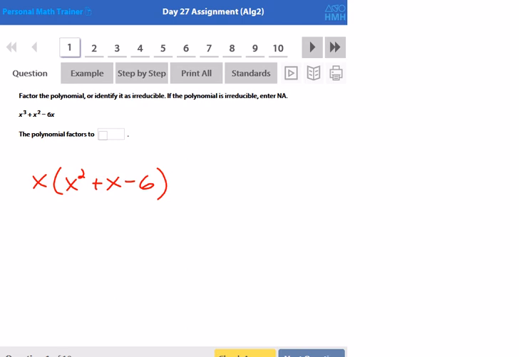1 times negative 6 is negative 6, and in the middle, we have a 1 in front. So are there two numbers that multiply to give you negative 6 that add up to 1? Well, 1 and 6 is 6, 2 and 3 is 6. And if I were to make the 2 negative and the 3 positive, that would give me 1.